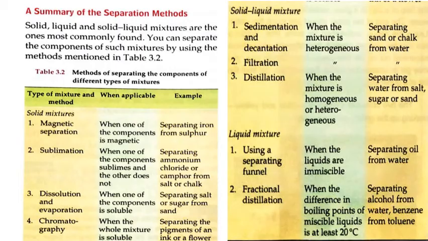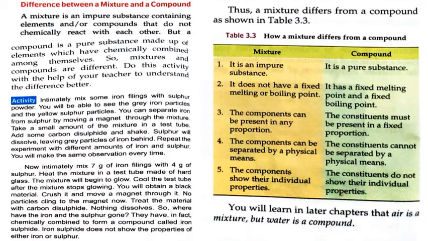So, a summary of the separation methods: solid, liquid and solid-liquid mixtures are the ones most commonly found. You can separate the components of such mixtures by using the methods mentioned in table 3.2. We have gone through these methods, right? So please go through this table, and if you find any kind of problem in this, you can reach out to me.